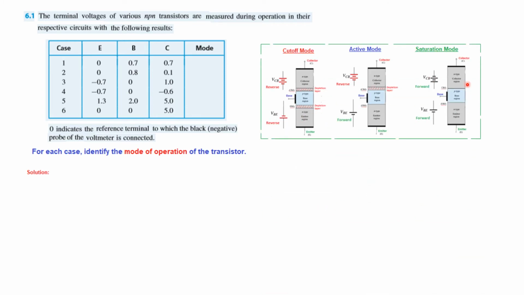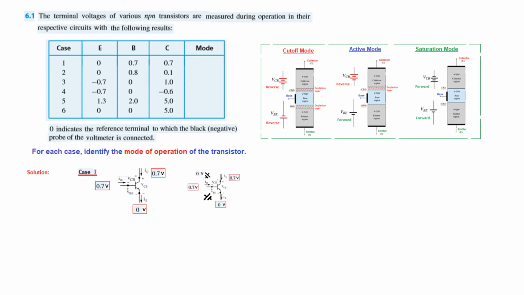Okay, the circuit we already studied, but we'll keep for reference. So in the first case, emitter voltage is 0, or this is the reference. The base voltage is 0.7 volt, and the collector voltage is also 0.7 volt. So now we have to determine whether it is cutoff mode, active mode, saturation mode.